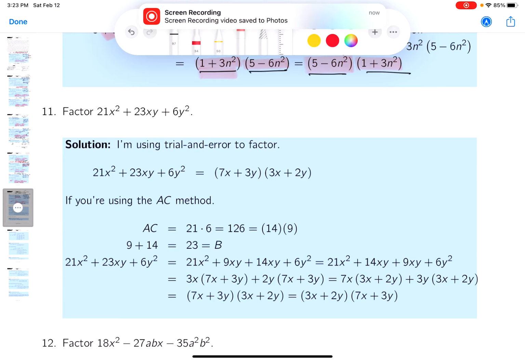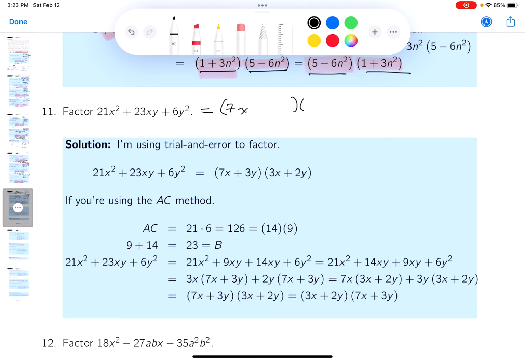All right. Again, I'm looking at it. I still would use trial and error, and I'll do it the AC rule again. But this is trial and error for me. And what do I get over there? I'd probably say 7x, because I'm looking for small number, and 7 times what? 3x. All right. Now I'm looking at the 6y squared, and I'm going to say 3y and 2y.